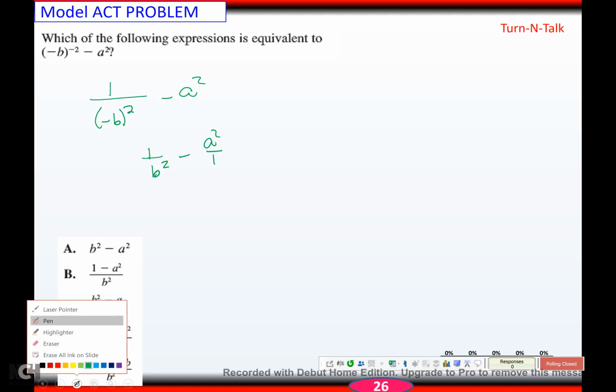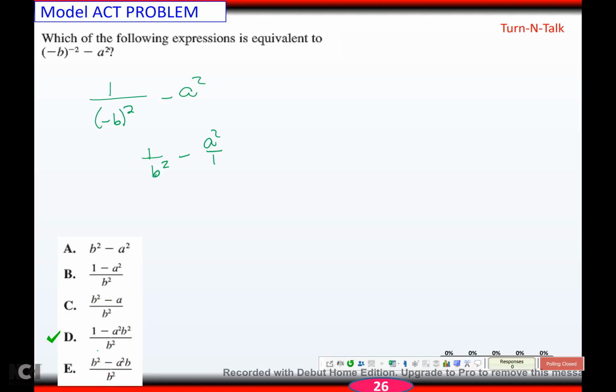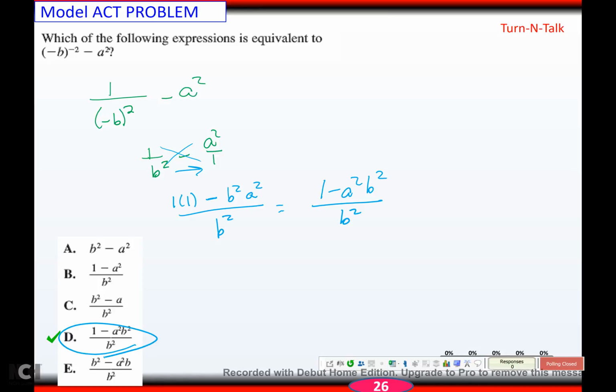And if I want to combine fractions, I've got to get a common denominator. So Chris would be 1 times 1, minus cross would be b squared times a squared, over straight across would be b squared. So that gives me 1 minus a squared b squared all over b squared. Because you can multiply in any order. So b squared times a squared is the same as a squared times b squared.